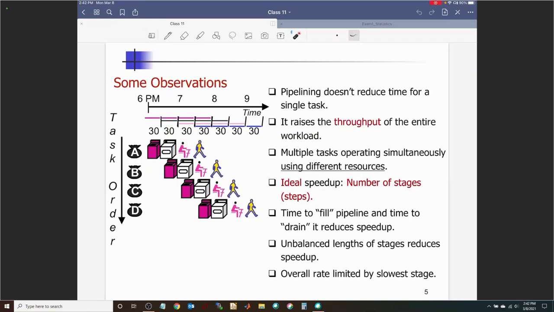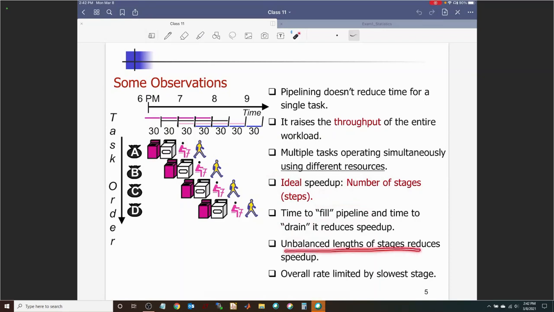So, other things to worry about. The time it takes to fill the pipeline and the time it takes to drain the pipeline actually reduce the speed up. If you notice, in the first 30 minutes, only the washer is being used. The other 3 resources are not being used. Right? So it's not like all the resources are being utilized all the time. We are trying to do the best we can. So there would be some reduction in speed up or this parallelism because of filling the pipeline and draining the pipeline.